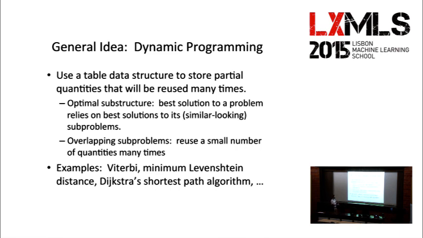There are sort of two properties that you see in these problems. One is that the best solution to a problem relies on having the best solutions to subproblems that look almost the same. They're just a little smaller. And so you work from the smaller problems up to the bigger ones, and you're always kind of doing the same operation each time. The other thing is that these subproblems, they overlap. So every time you compute one of these quantities, you're gonna use it many times. Viterbi is one example.